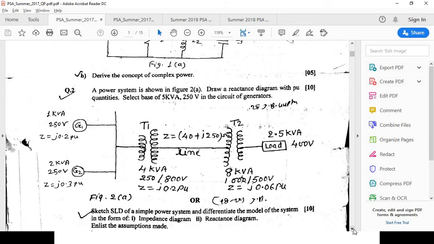See, in this case, we know that whenever we are going to deal with per unit quantities, first of all, there is a need to select the base value of power and the base value of voltage. We had already discussed the general rules for selection of the base power, base voltage, etc. But for this numerical, the information is already given on which base values you have to select, like base value of the power is 5 kVA and base value of the voltage is 250 volt. And you have to draw the reactance diagram with per unit quantities. So we'll try to solve this numerical.